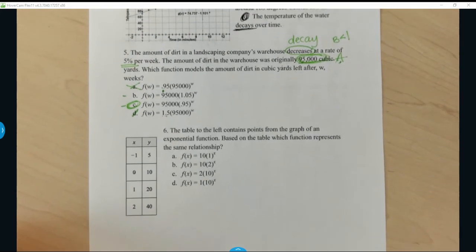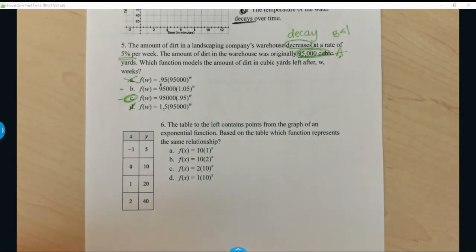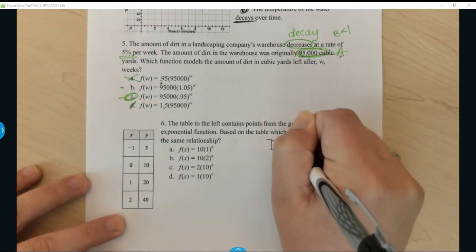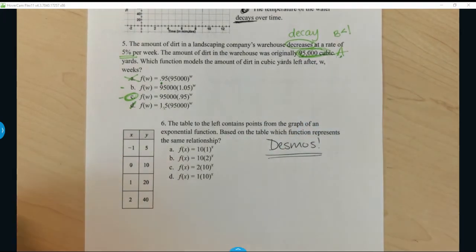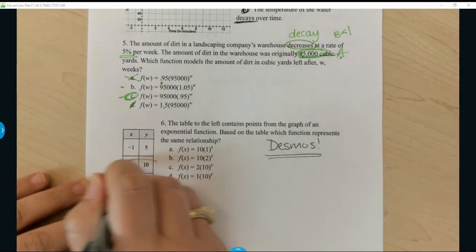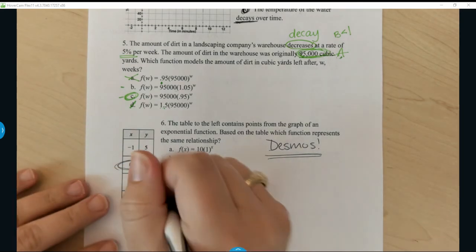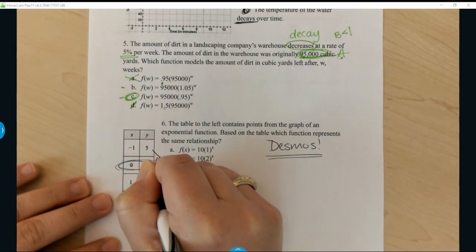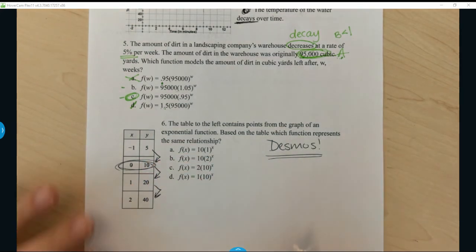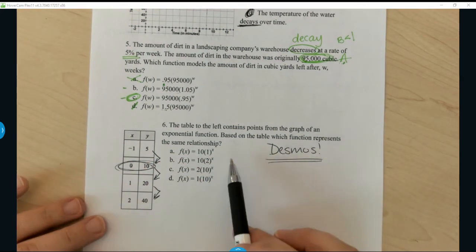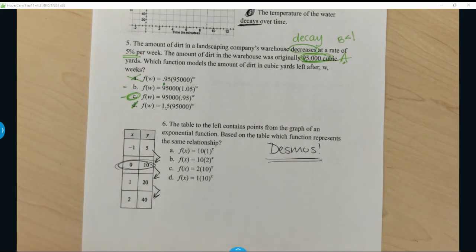The table to the left contains points from the graph of an exponential function. Based on the table, which function represents the same relationship? Here's what I'm going to tell you. Use Desmos, and match it up. See what's happening here. But here's how you could tell if you don't have Desmos available. You're going to look for when x is 0, that's your starting value, and then you're going to see how it's changing from one to the next on your y values. So like I said, utilize Desmos because it's multiple choice. You can put it in. You can match up the tables.